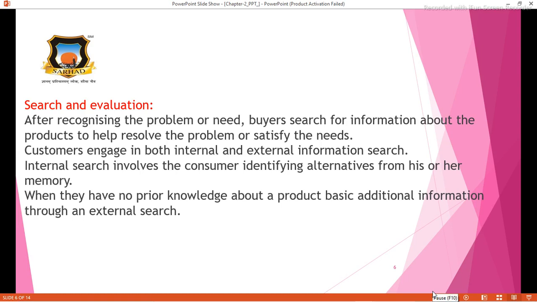Let us see the search and evaluation concept. After recognizing the problem or need, buyers search for information about products that help to resolve the problem or satisfy the needs. The customers engage in both internal and external information search.